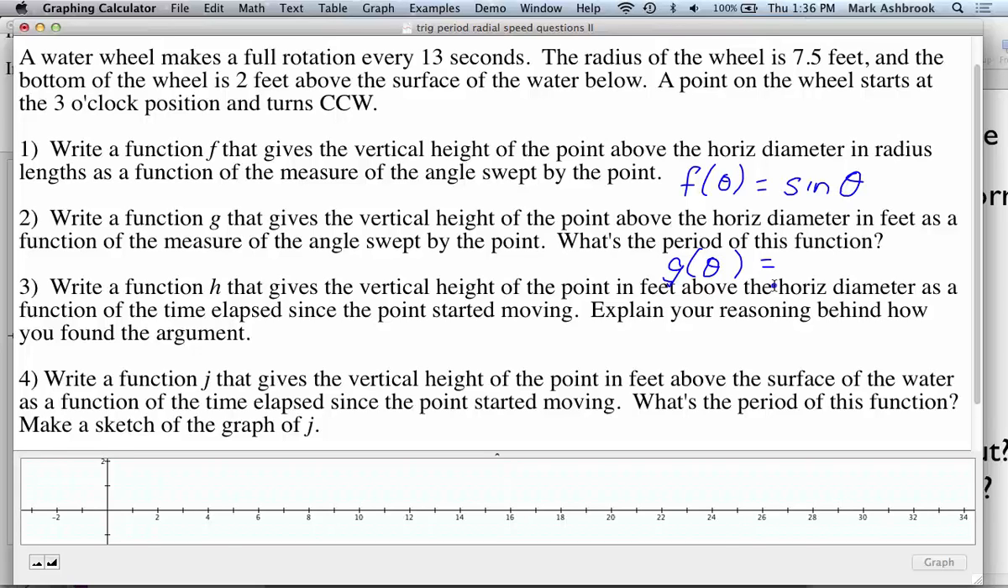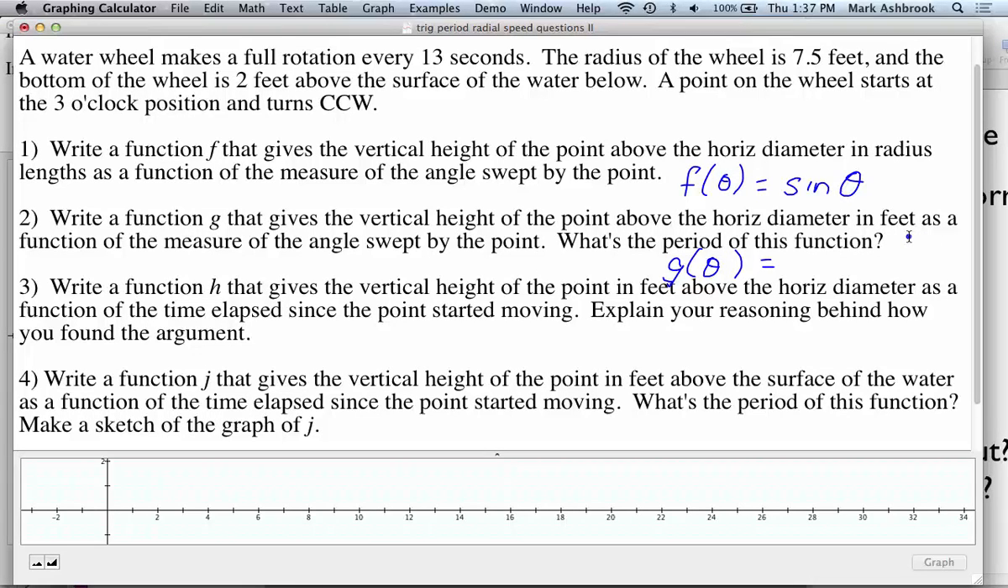So given a circle, we can define 100 different types of angles. Which angle is it? Taz, that's the name of it. What angle is the angle that we've been talking about for the last 3 weeks? Swept counterclockwise from the 3 o'clock position. Okay? And so we want the output now to be the vertical height in feet. We want the vertical height in feet.